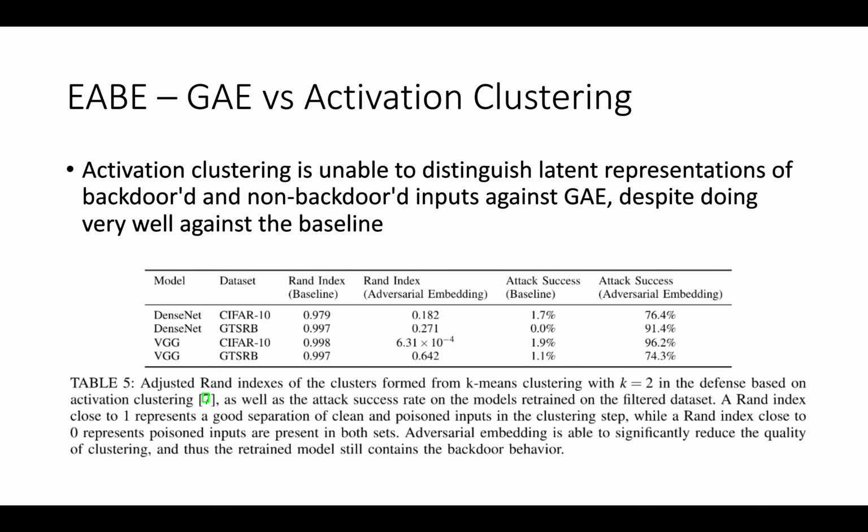So how about against activation clustering? Activation clustering is actually very much unable to distinguish between latent representations of backdoored and non-backdoored inputs against GAE, despite doing very, very well against the baseline. So as you can see here, against the baseline, we only get about 1.9% attack success at best, whereas at best we're getting 96% attack success, and actually a little bit lower, 74% on the low end for attack success against adversarial embedding, but still much better than the 1.9% we had before.